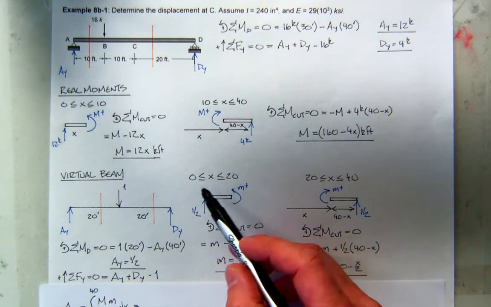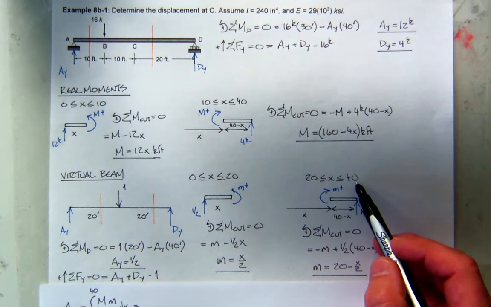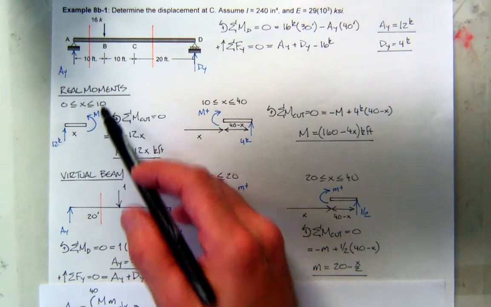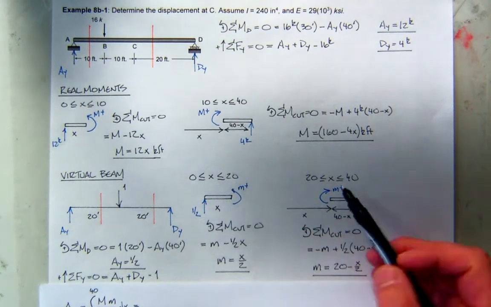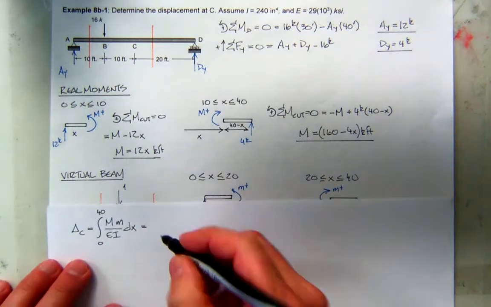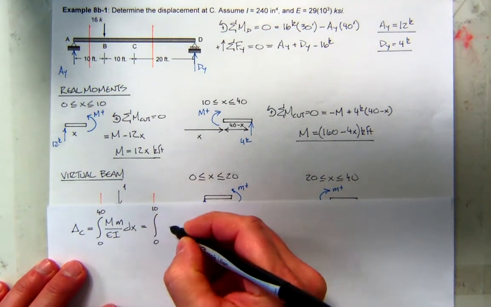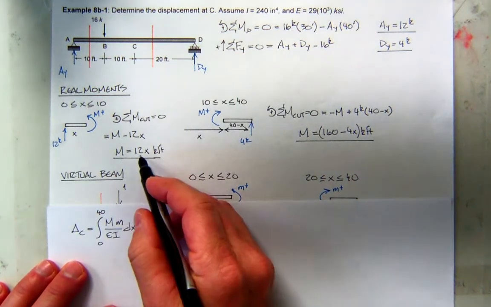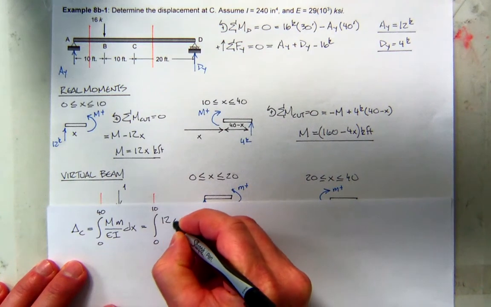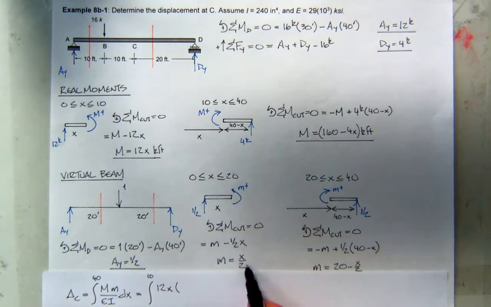Then you come down here and we have one that's good from 0 to 20, but then it changes from 20 to 40. So that means I'm going to have to break my integral up from 0 to 10 and then 10 to 20 and then 20 to 40. I break it up into 3 pieces. So the first one would be the integral from 0 to 10. And what is the real moment? 12x. What is the virtual moment from 0 to 10? Right here. X over 2.